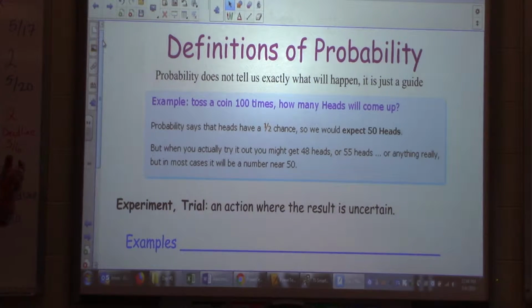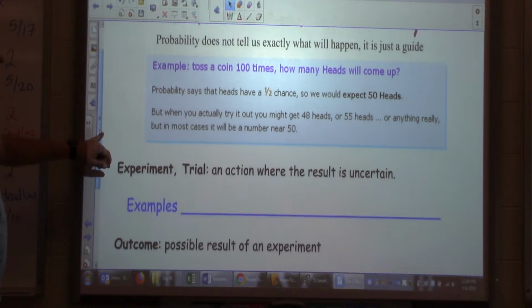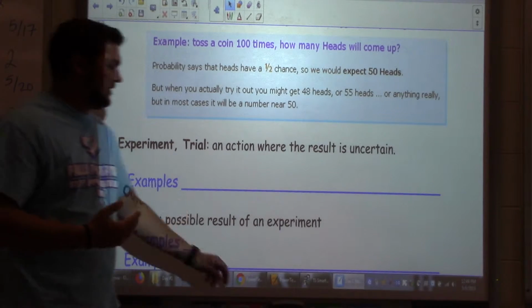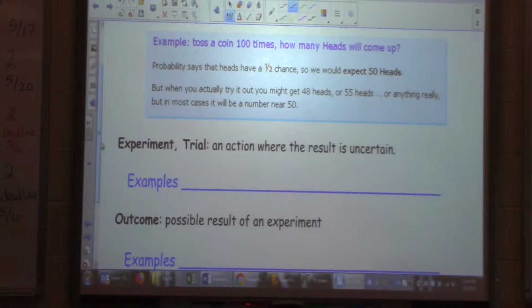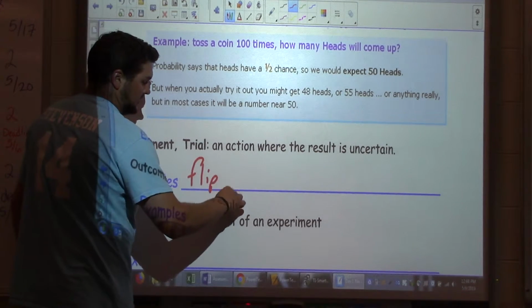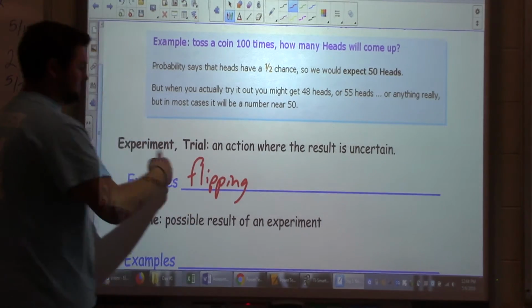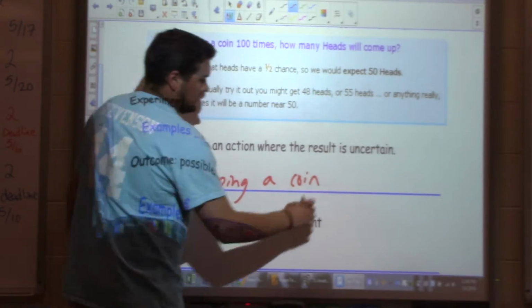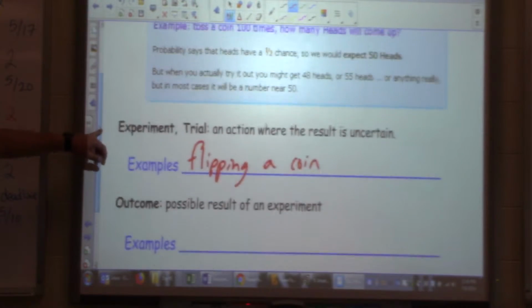Alright, so definitions of probability. Probability does not tell us exactly what will happen. It just gives us a guide. So an experiment or trial is an action where the result is uncertain. Basically, when we talk about anything, we're talking about probability. An example might be flipping a coin. That's an experiment, that's a trial. Rolling a die, picking a card, anything like that could be an example.